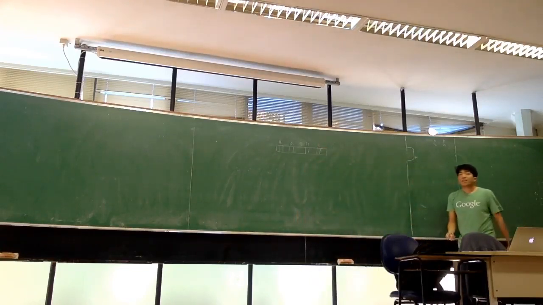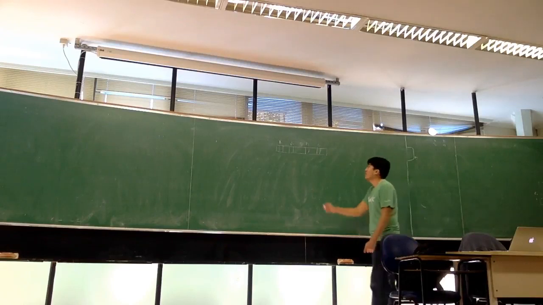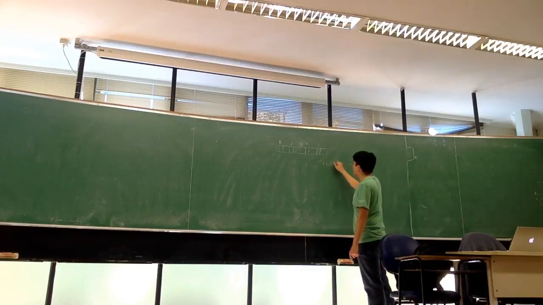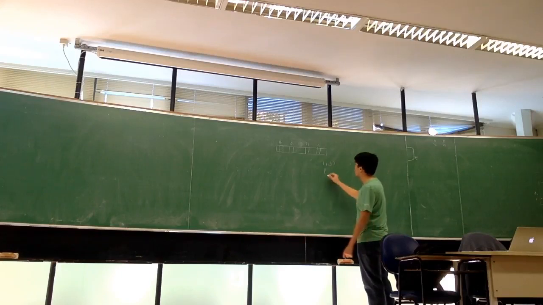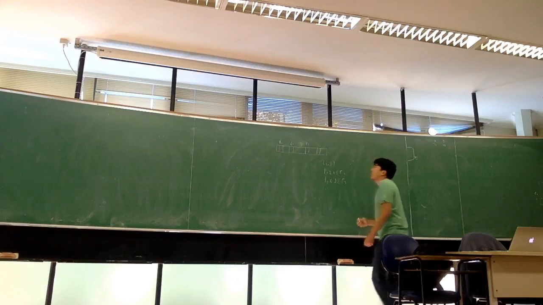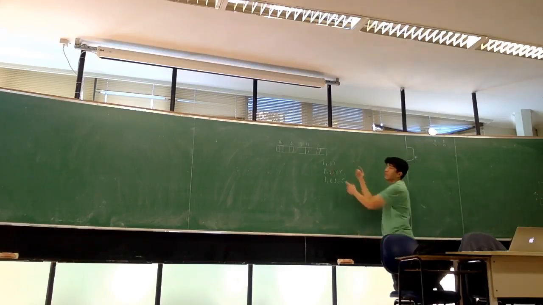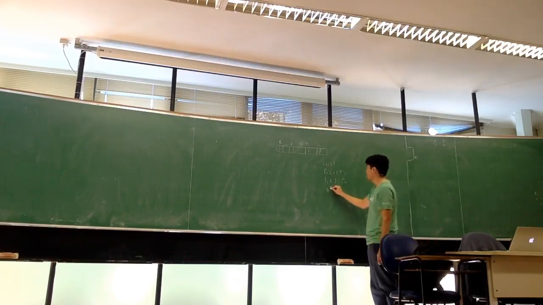And we're asked to count how many pairs (i, j) there are such that i is between L1 and R1, j is between L2 and R2, and the values at these indices are the same. So B of i equals B of j.